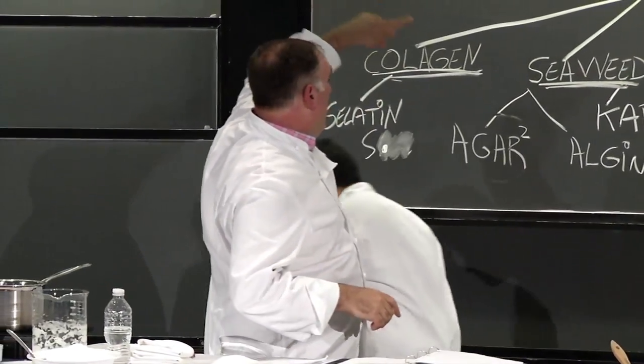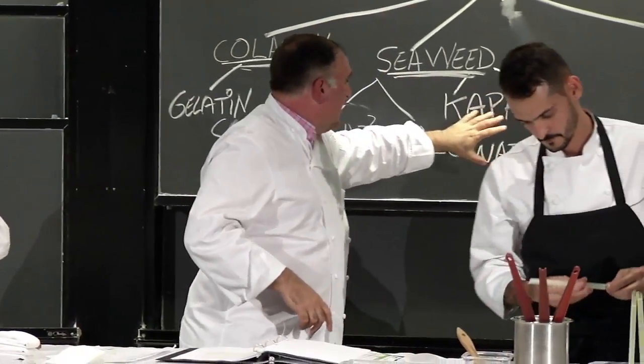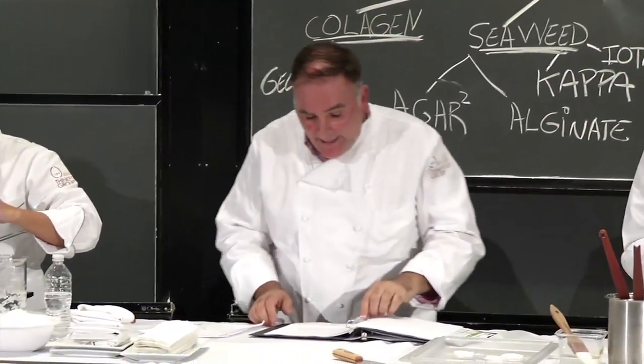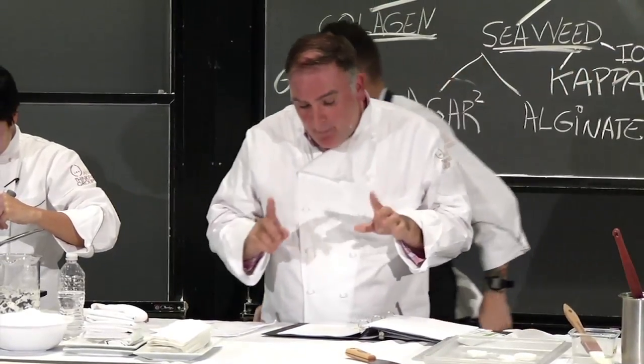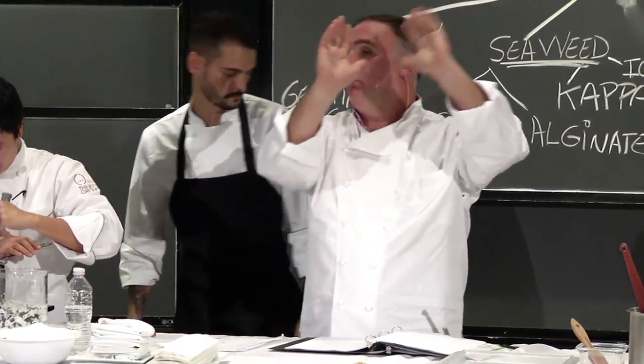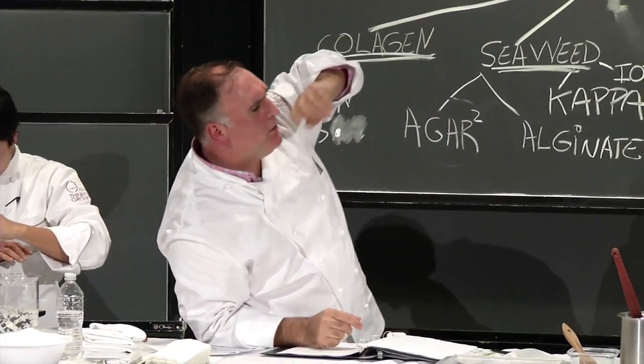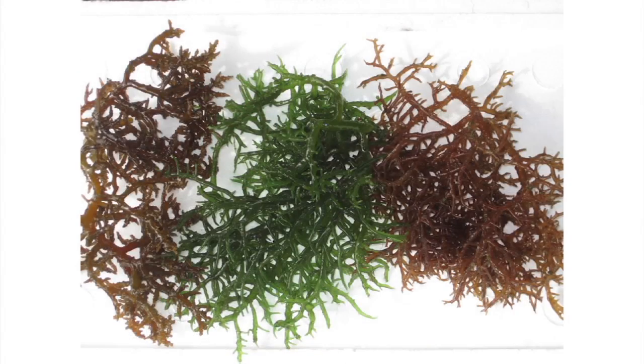So now we're going to go to other types of seaweeds, what we're going to call kappa and what we are going to call iota. Kappa and iota are also part of the red family. Can you put up a photo? Do we have a photo? One second. And this is the family of what we call carrageenans, okay?